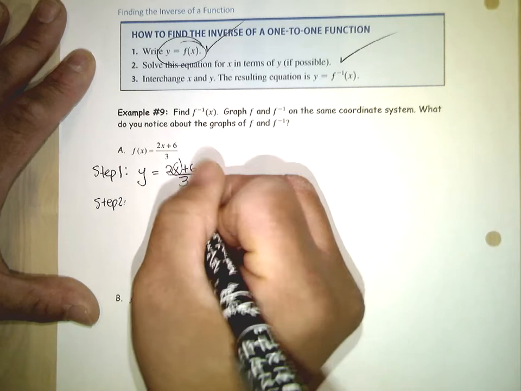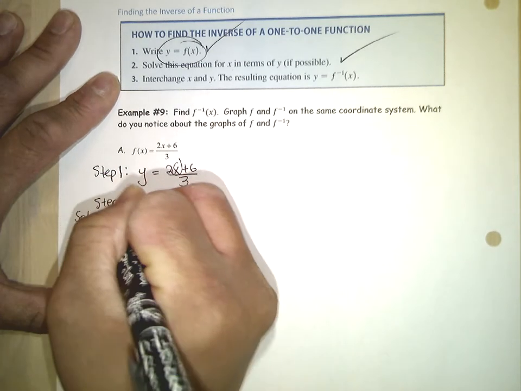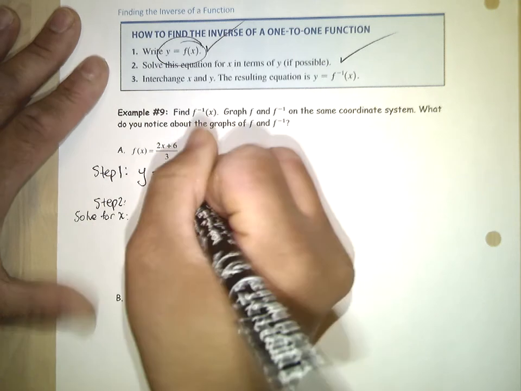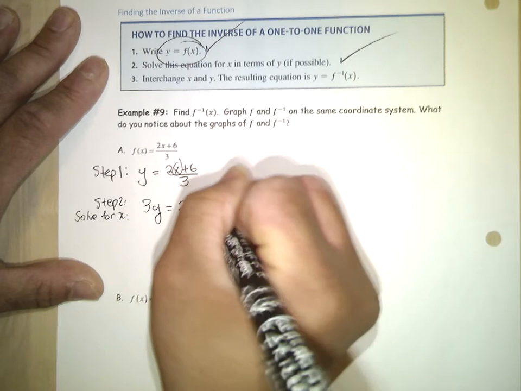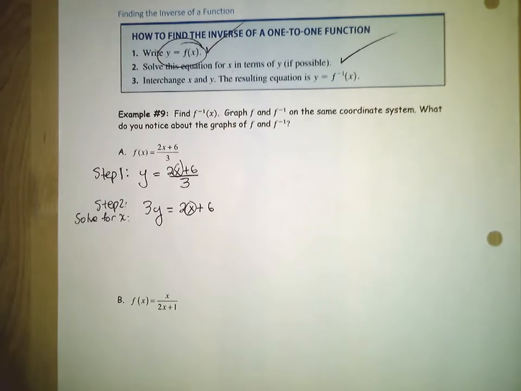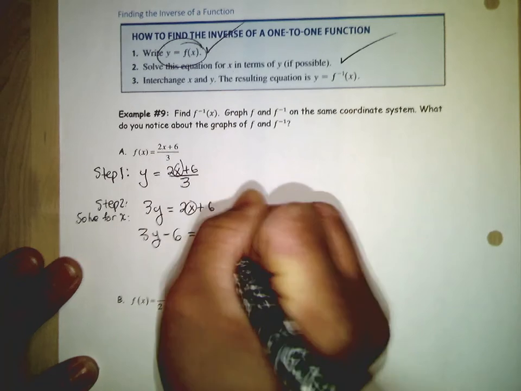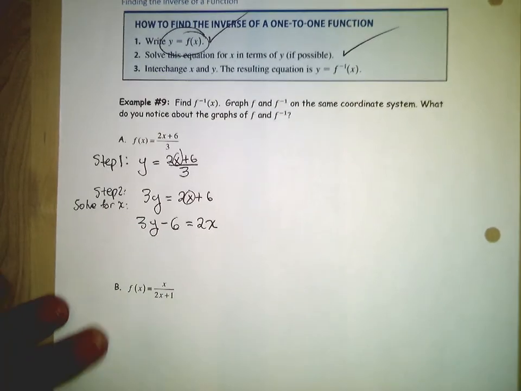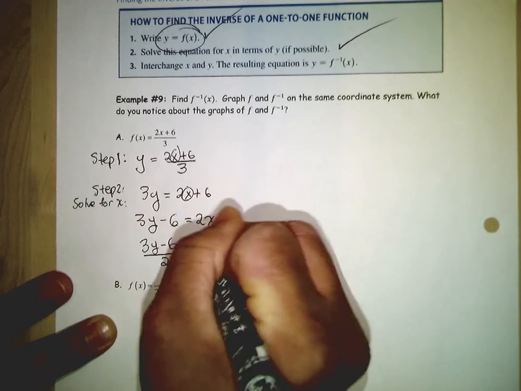So here's x, and I need to solve for x. All right, so multiply by 3. So 3y is 2x plus 6. I still have x over here, so I'll subtract the 6. 3y minus 6 is 2x. And then I'll divide by 2. So (3y minus 6) over 2 is x.